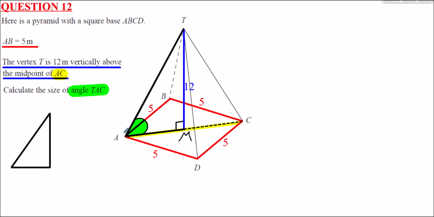So can we work out this distance from A to M? That's what I'm trying to do here. Well, we can't know the distance from A to M unless we know this distance from A all the way to C. Because from A to C, we know that this here is going to be a right angle because it's a square base. We can work out A to C actually by using Pythagoras. And so that's what we're going to do first off. So let's use Pythagoras' formula.